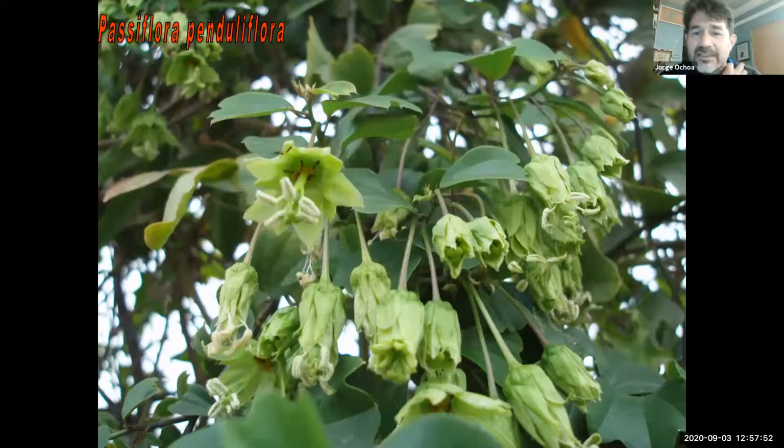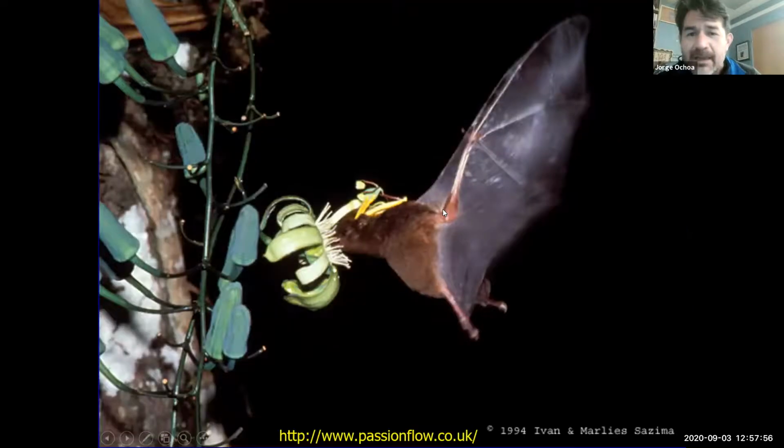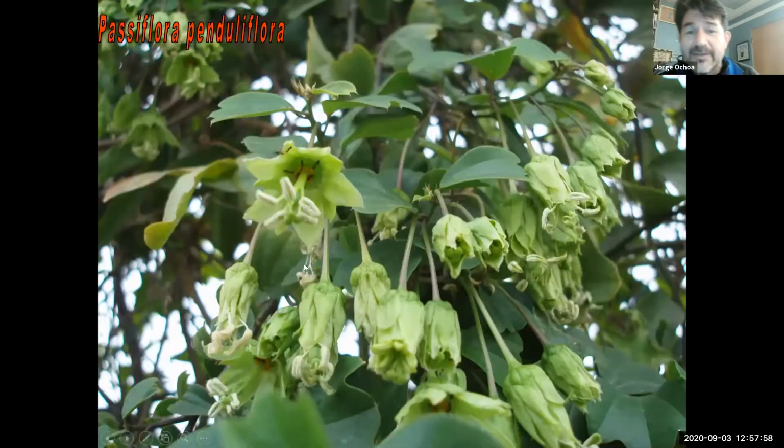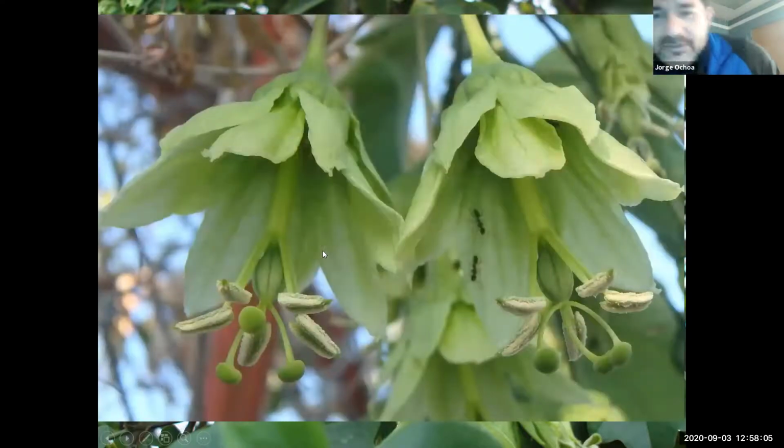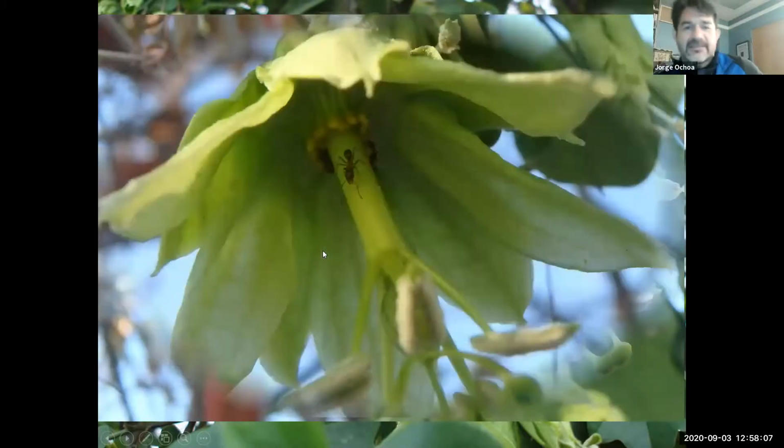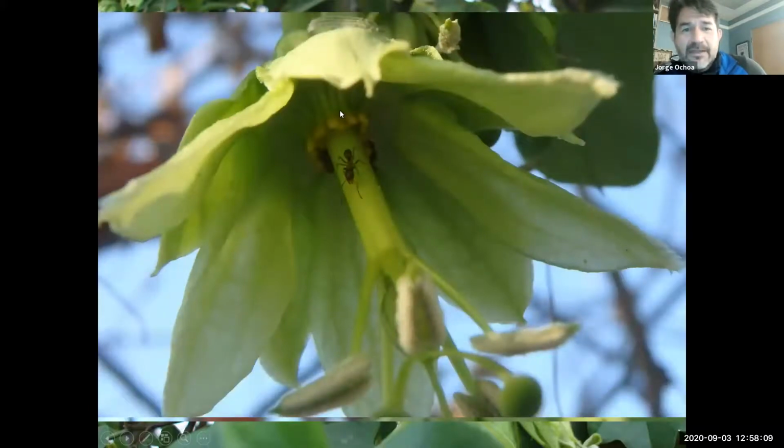Penduliflora is the greenish color passion flower, and this one is from the Caribbean islands. So it's found throughout Cuba and a few other islands in the Caribbean. And there's a close-up of it, and there's the close-up of the flower. And in this case, the corona filaments keep the nectar from draining away from the flower.